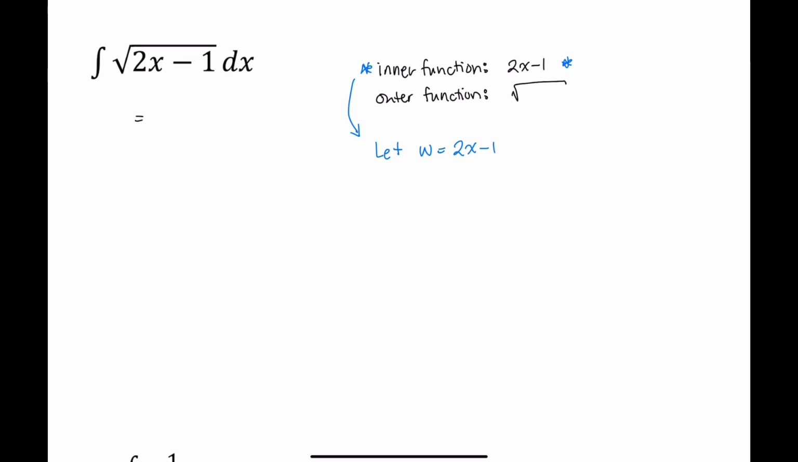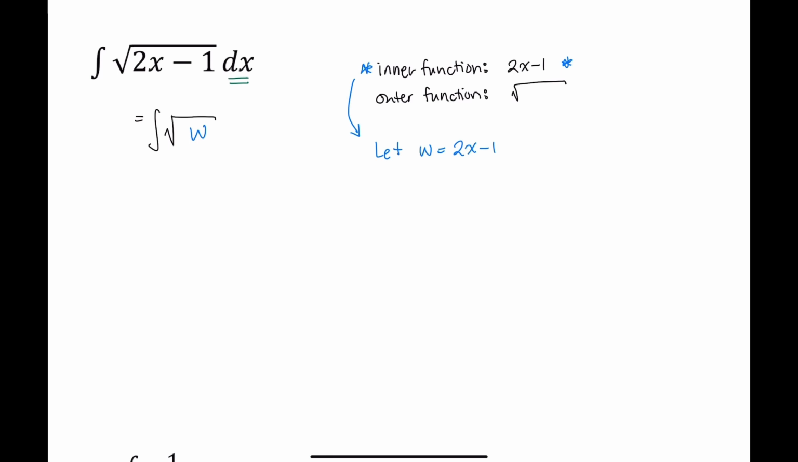Okay, so I'm going to start rewriting this as the integral of the square root. And now instead of writing 2x minus 1 here, remember, we're substituting this, so we're removing the 2x minus 1, and we're replacing that with the w. So let's go ahead and write that w here. And now we have to figure out how to replace dx.